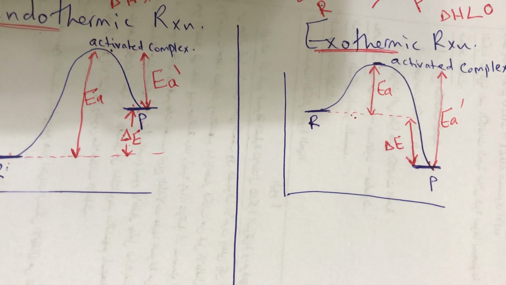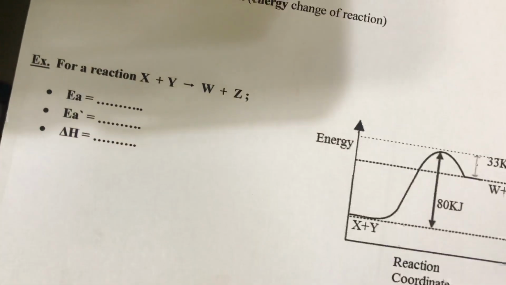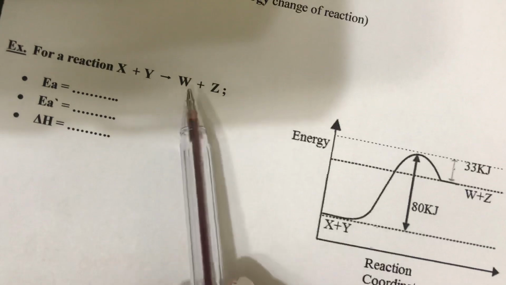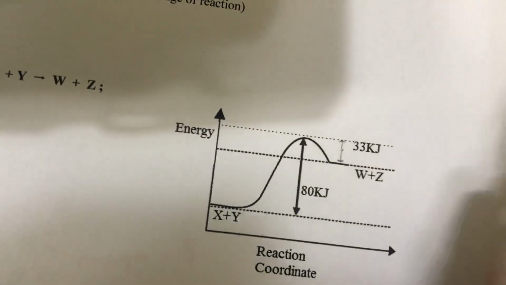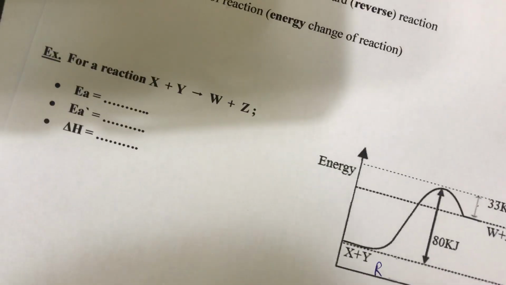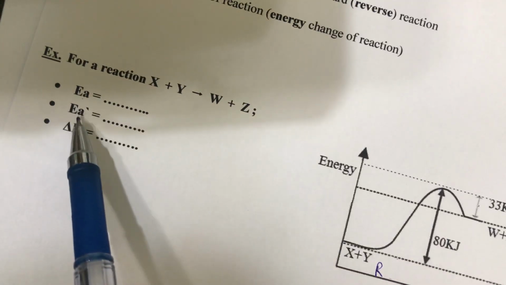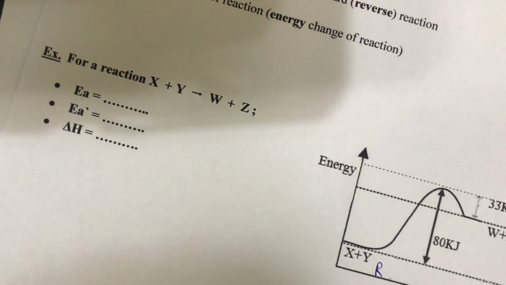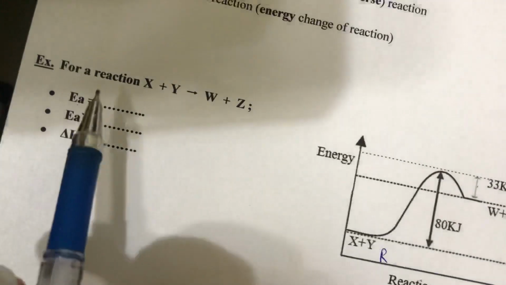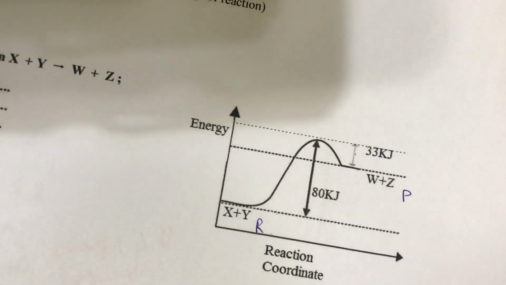So here, if you have a question for a reaction X plus Y, these are the reactants, producing W and Z. These are the reactants, and here the products. So what is the activation energy for the forward reaction, the activation energy for the reversed reaction, and delta H or delta E? Here you have energies. So what about activation energy? It's the energy difference between reactant and activated complex.